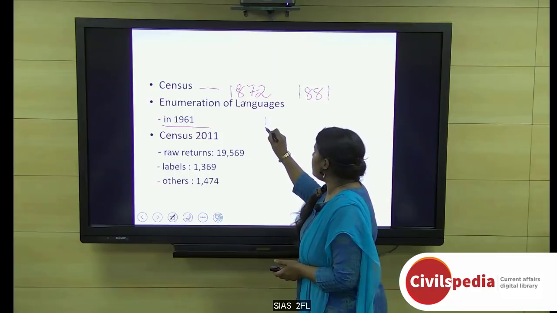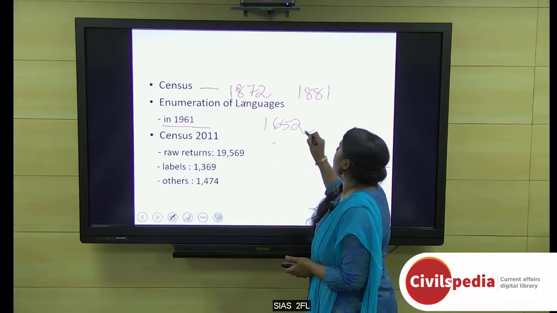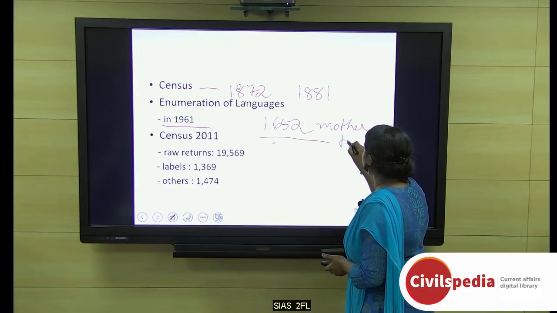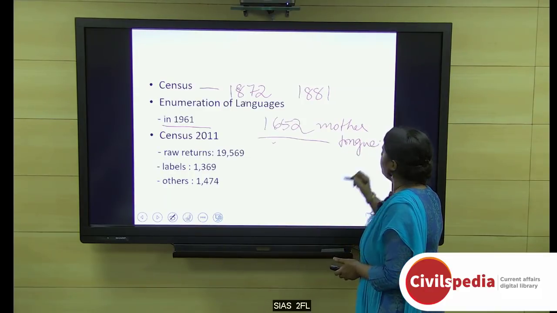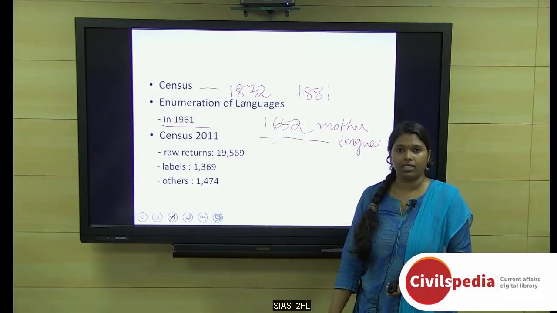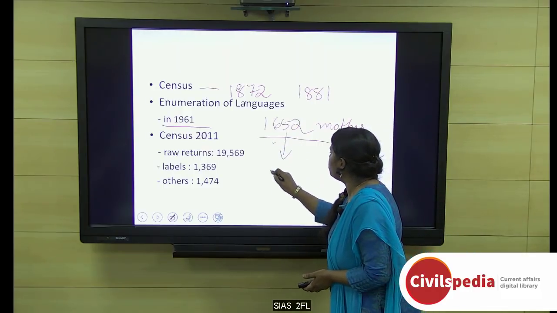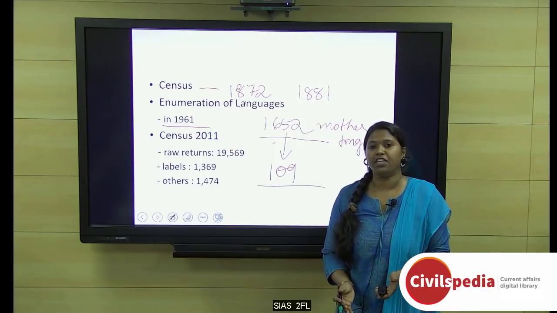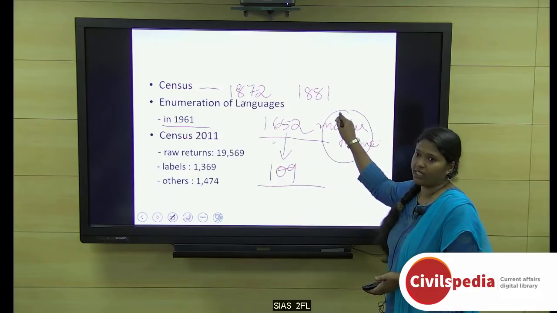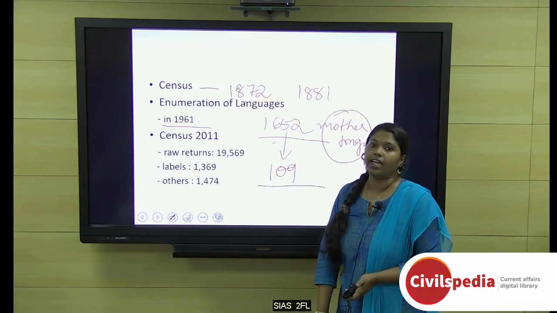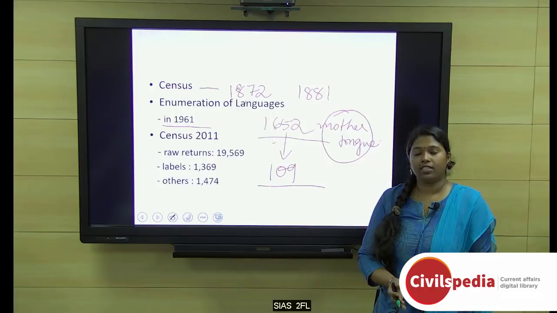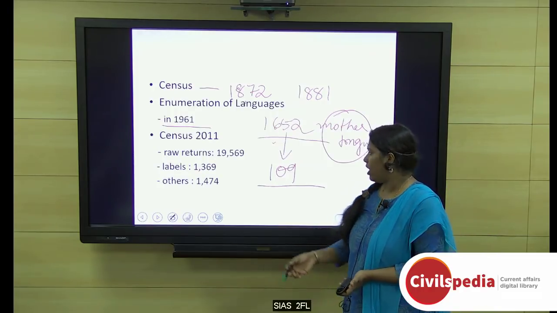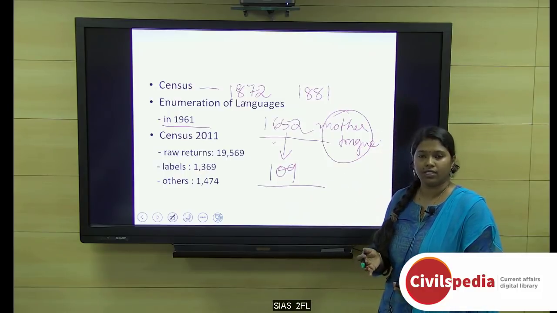it was shown that 1652 languages were included in mother tongues. But if you see the 1971 census, this number has reduced to 109. This was because of the adoption of an unscientific logic to calculate the number of mother tongues. And the logic was that if any language is to be considered as respectful, it should not have less than 10,000 speakers. And still now, we are following the same method.